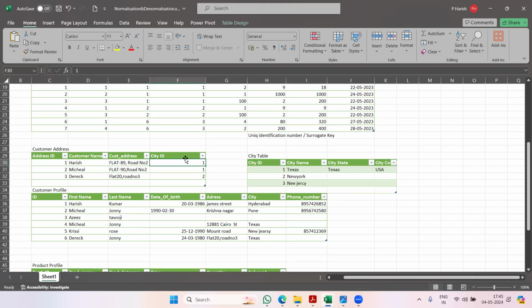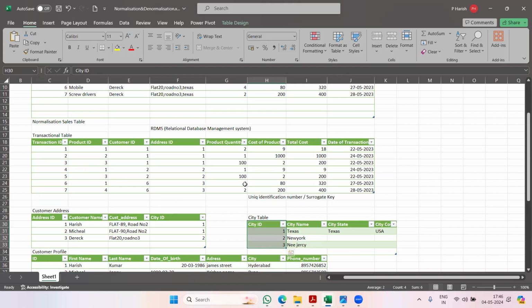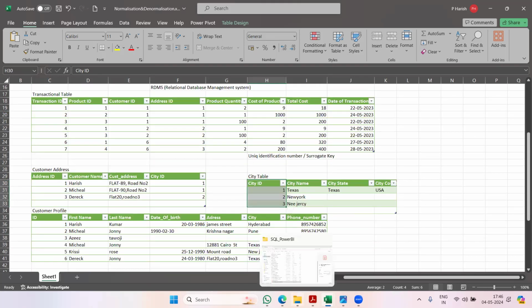So further, I will create a city ID column, right? And I will relate this to the cities table. Now here you should be having a unique record for Texas so that whenever the customer address table wants to pull city details having city ID 1, it is going to pull Texas. And this particular column should be unique and not null. This is also termed as primary key. Okay. So having these relationships, now let me show you one interesting image for you.